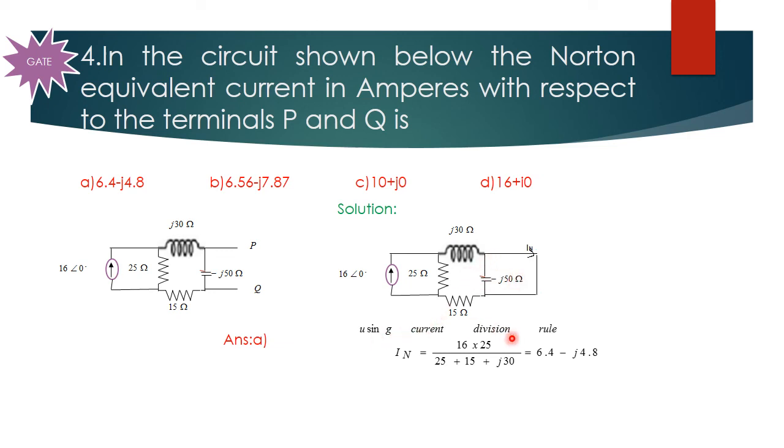Then by using current division rule, we can write IN, Norton's current, is equal to the total current. What is the total current? 16. Total current into the other branch resistance, that is 25. 16 into 25 divided by the sum of the resistance or impedance values. So 25 plus 15 plus J30. Then we have to simplify it. This is in complex form. So that is equal to 6.4 minus J4.8. So option A is the right answer.